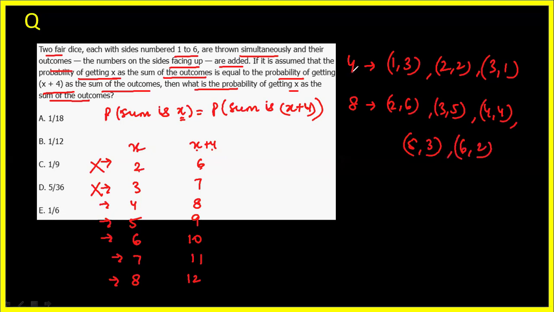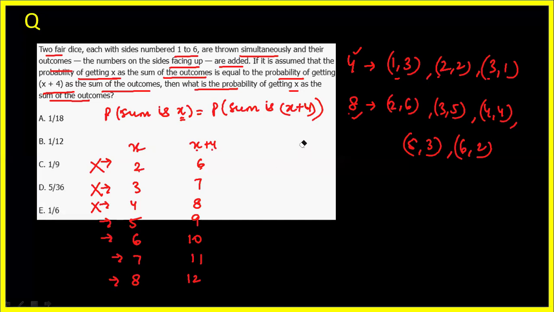Are they equal? The probability of getting a sum as 4, is it equal to 8? No. They are not equal. Why? Because the favorable outcomes for 4 is 3 and favorable outcomes for 8 is how much? It's 5. So that means the probability of getting sum as 4 and sum as 8 is not equal. We require them to be equal. That means case number 3 is also eliminated.